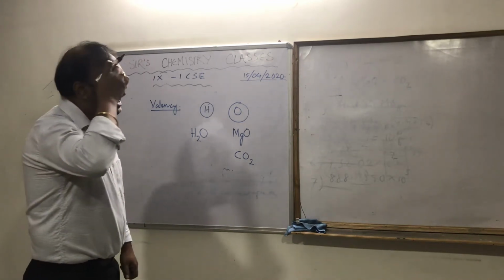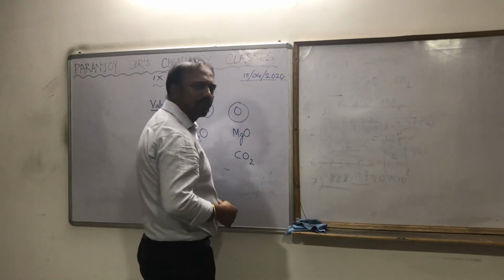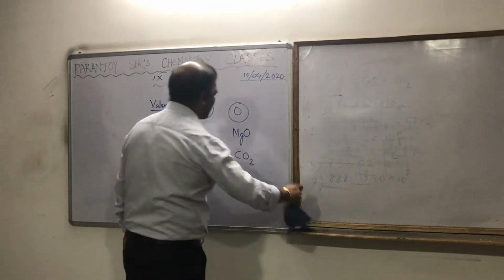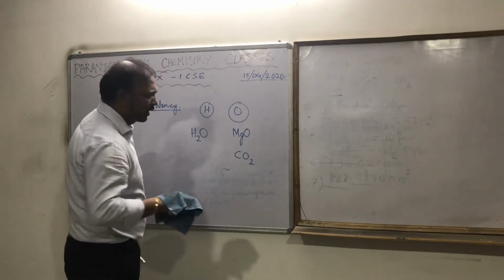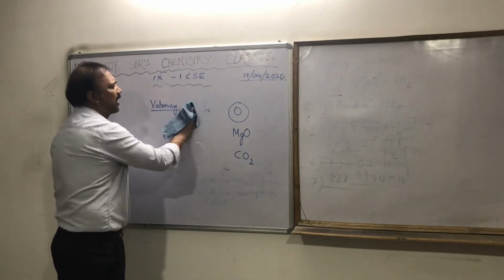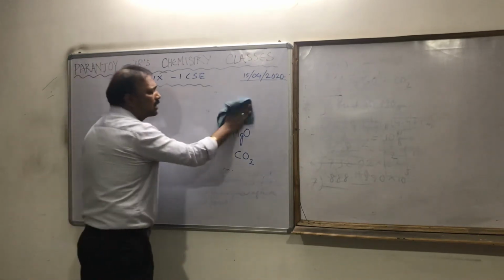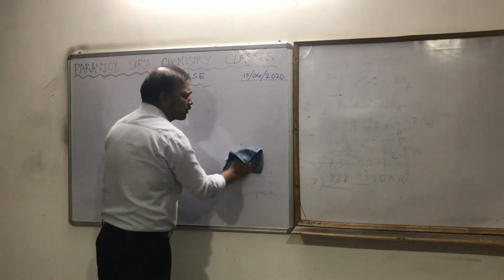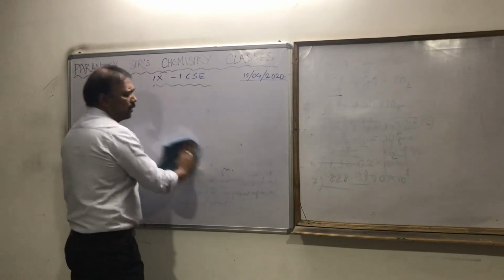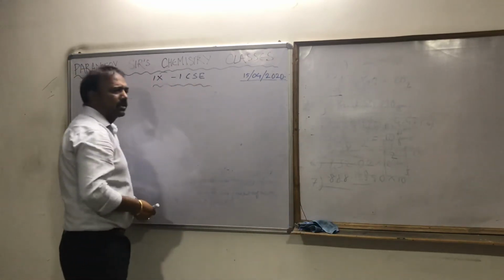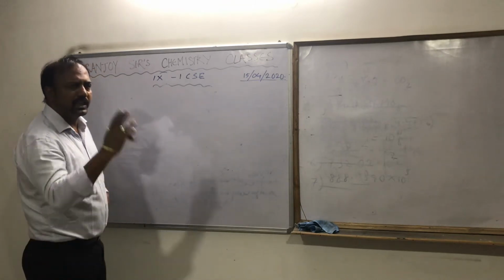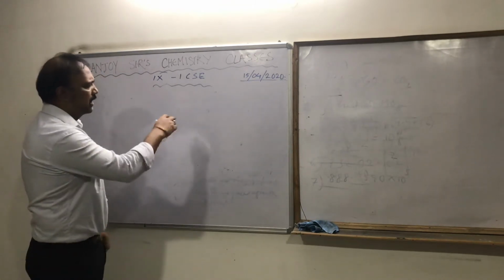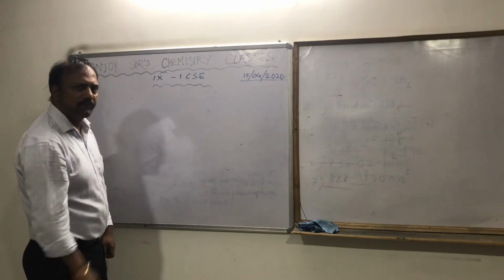But obviously every element does not react with hydrogen or oxygen, so it's very difficult to find out the valency like this. Afterwards, the concept of valency was changed in terms of the electrons. Now, elements form compounds with other elements in 3 different ways.